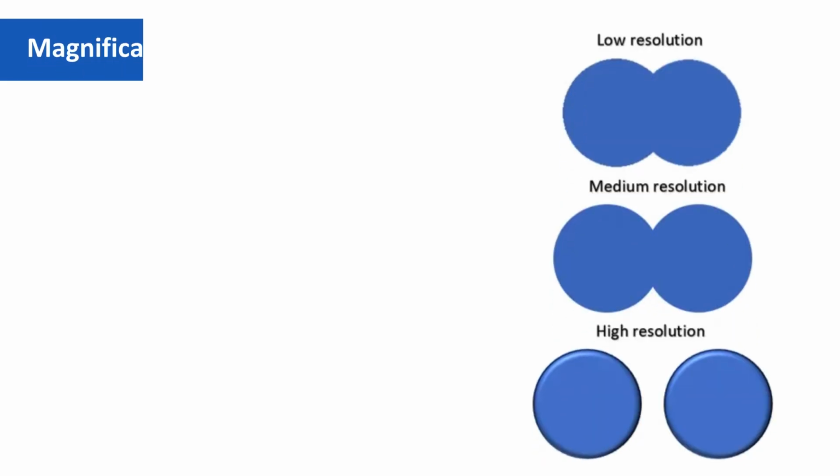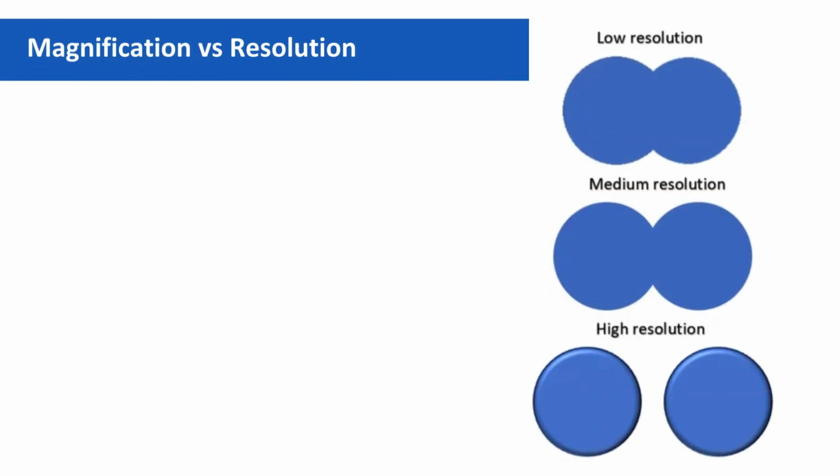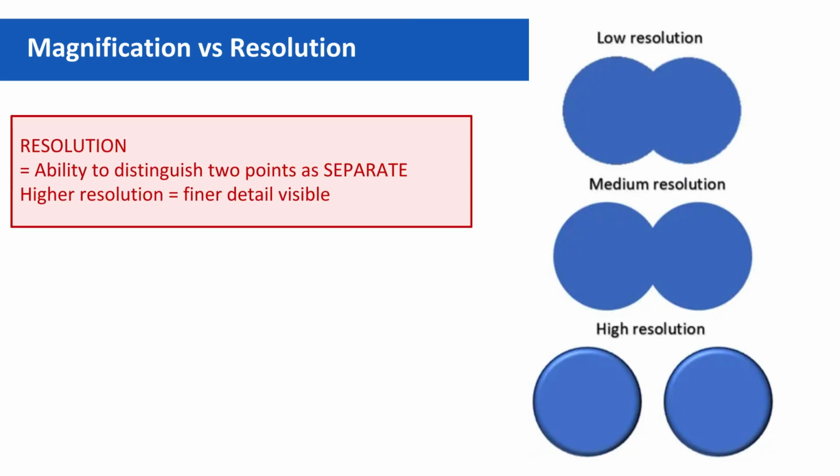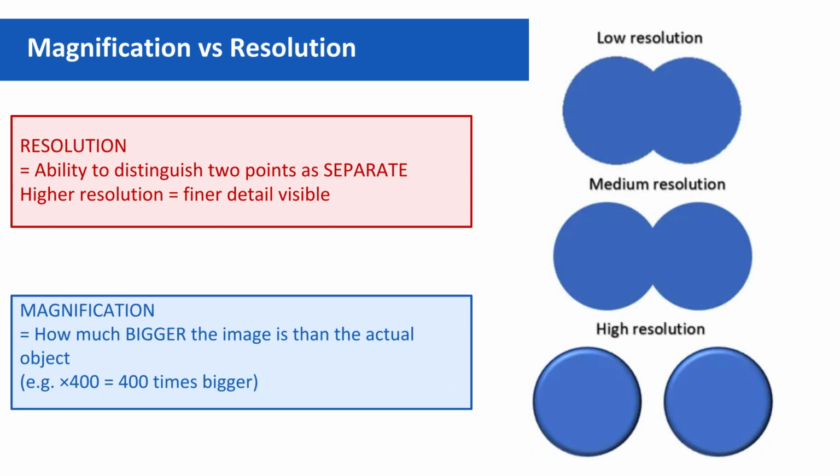There are two terms you must not confuse: resolution and magnification. What is meant by resolution? It's the ability to distinguish two points as separate. Higher resolution means finer detail is visible. In the case of higher resolution, two closely packed dots will appear as two distinct objects, not one blurry mess.